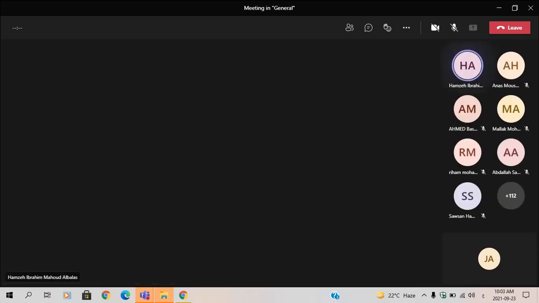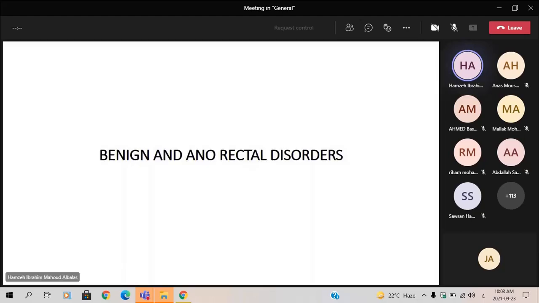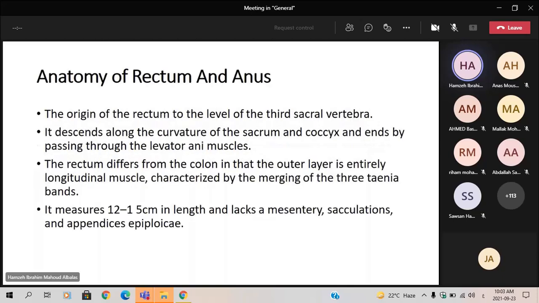The next lecture today is benign anorectal disorders. The anatomy of the rectum and the anus: as we see, the rectum originates at the level of the third sacral vertebra. It descends along the curvature of the sacrum and coccyx and ends by passing through the levator ani muscle.